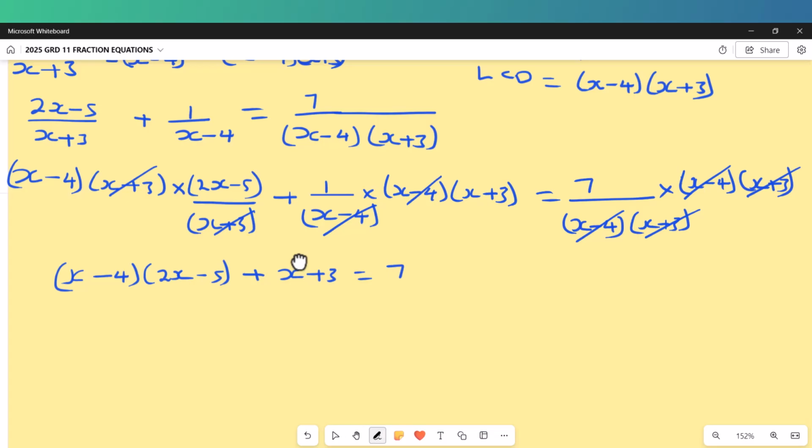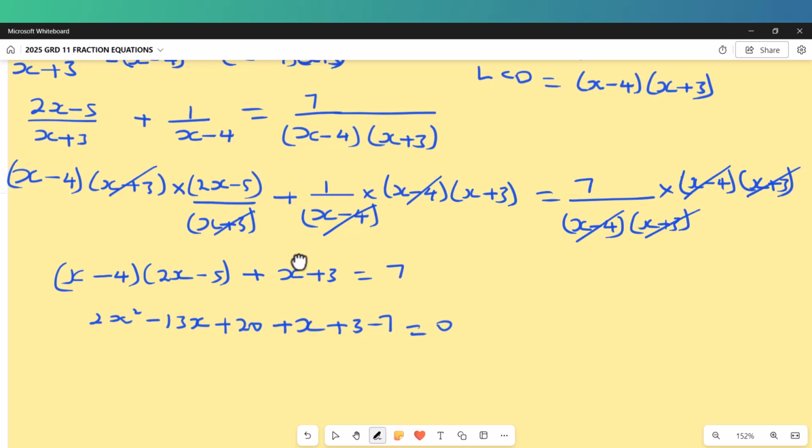So now x times 2x gives us 2x squared. Then x times minus 5 is minus 5x. Then minus 4 times 2x is minus 8x. Now the minus 5x and the minus 8x make minus 13x. Then minus 4 times minus 5 makes positive 20. Then plus x, and then plus 3 minus 7 equals 0.